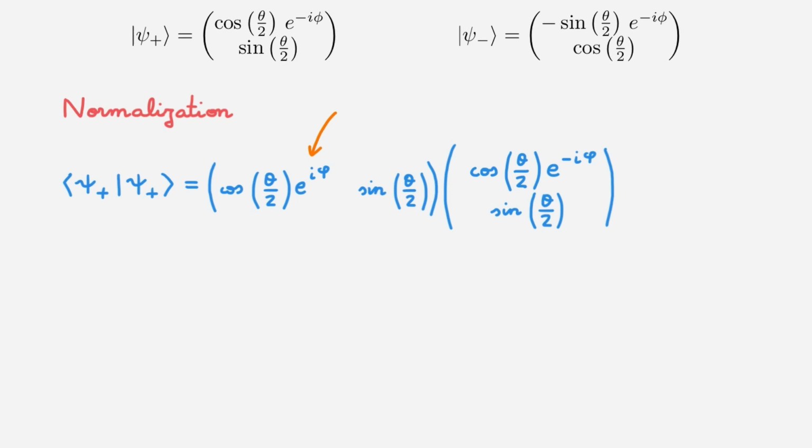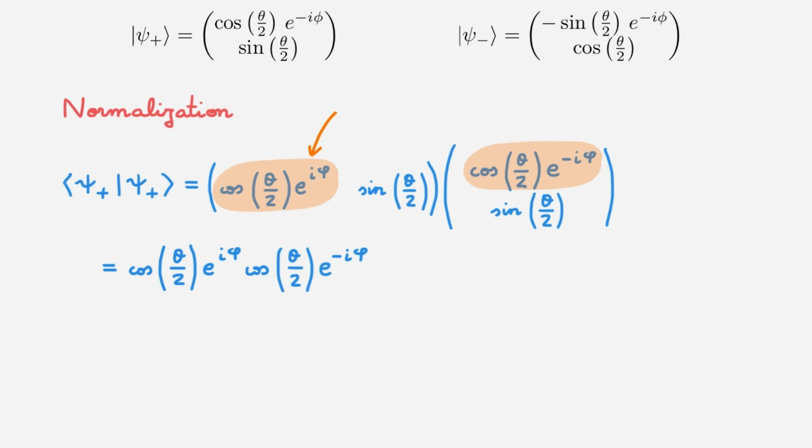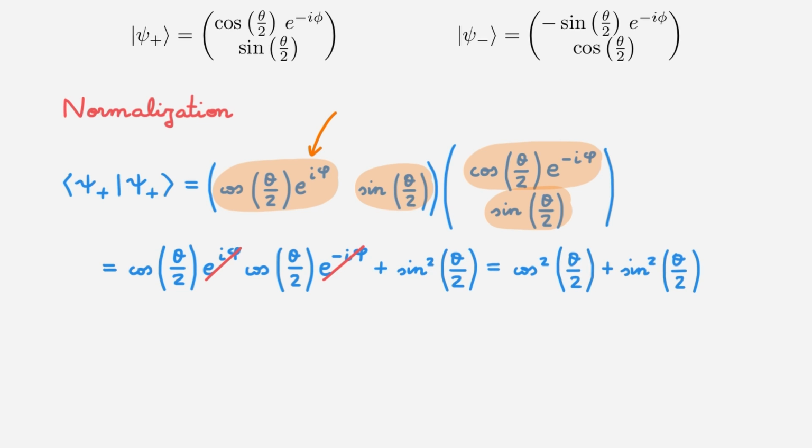Following the usual rules of matrix multiplication, we have the product of this term with this term, which gives this expression. And then we need to add the product of this term with this term, which is simply sine squared of theta over 2. We can cancel this exponential with that exponential, and so we end up with the cosine squared of theta over 2 plus the sine squared of theta over 2. And this, of course, is equal to 1. So our initial psi plus eigenstate was already normalized, which is great.